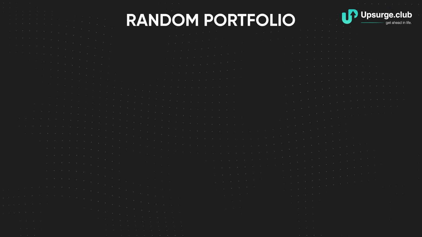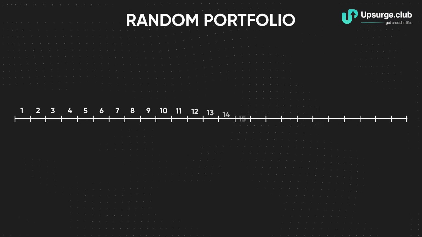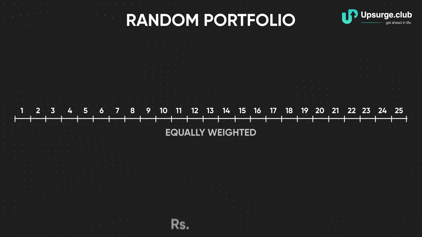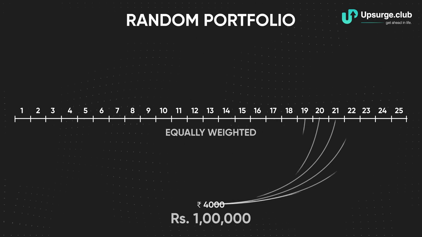So what is a random portfolio? A random portfolio, the way we've kept it, is very simple. 25 stocks, equally weighted. For example, you have 1 lakh rupees, 4,000 rupees put into each of the stocks, each of the names. Now what is the selection filter?